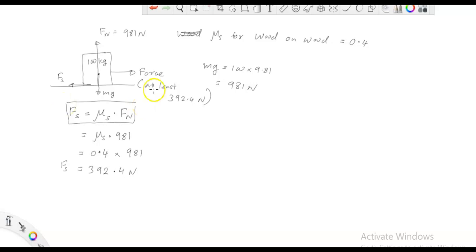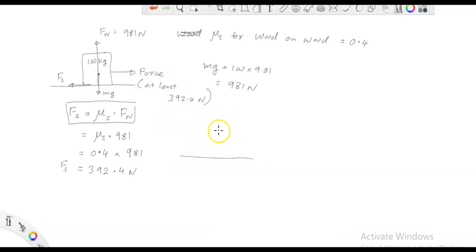Okay? All right. So let's assume that you are able to apply this much force. Get help from somebody. Together, somehow you are able to apply more than 392.4. If you don't have that much force, you are not able to move it, because friction is going to match whatever force you apply up to 392.4. So if you can apply more than that, now the object is ready to move. So let's say you apply 392.4, right? Let's say you apply 400.